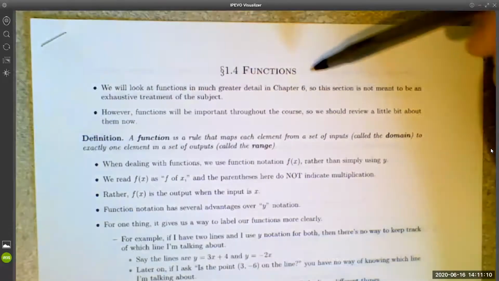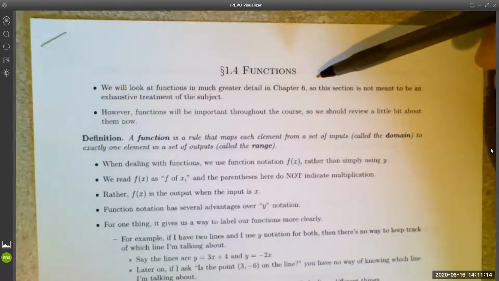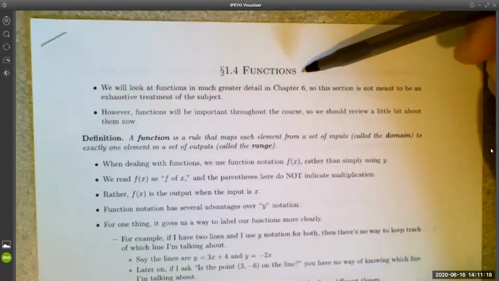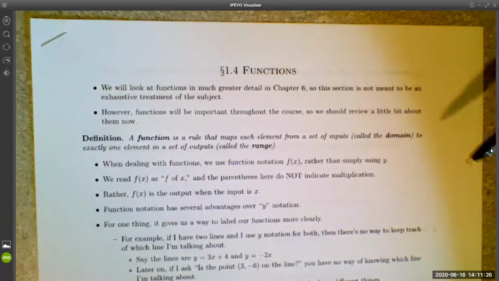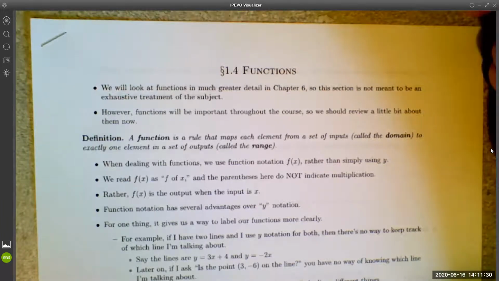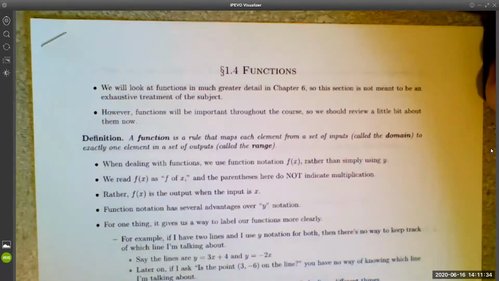So I want to go over functions a little bit, just a little bit of function notation, to make sure that we're all on the same page about how functions work, okay? This is not meant to be an exhaustive look at functions. We're going to look at these things in much greater detail at the end of the course in chapter 6, the very last chapter. But it is important. We're going to use function notation throughout the course, and so we better make sure that we're all on the same page. So let's do that.